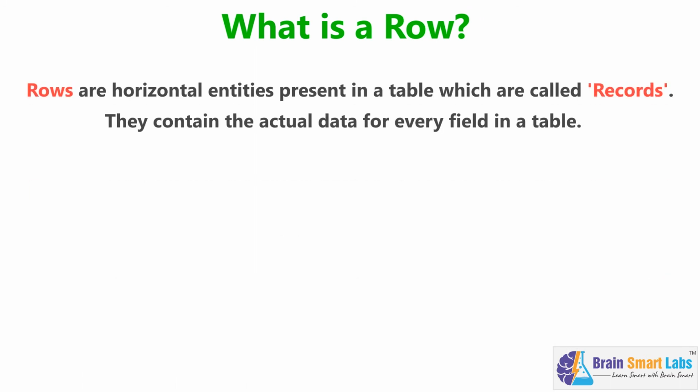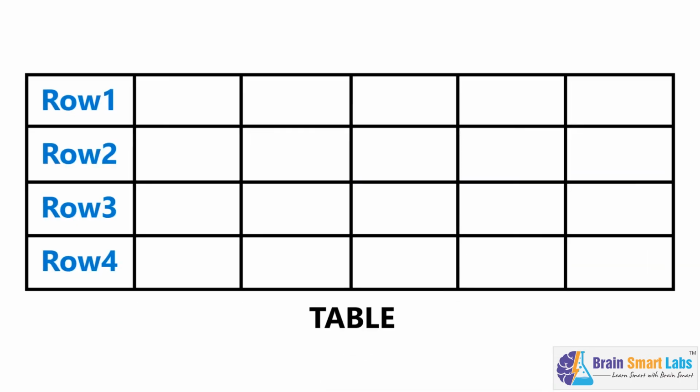Rows in SQL are horizontal entities present in a table, which are also called records. They contain the actual data for every field in a table. In the illustration below, we have a table with 4 rows, which means it contains only 4 records. The first row contains data pertaining to the first record. The second row contains data pertaining to the second record. The third row contains data pertaining to the third record. And the fourth row contains data pertaining to the fourth record.